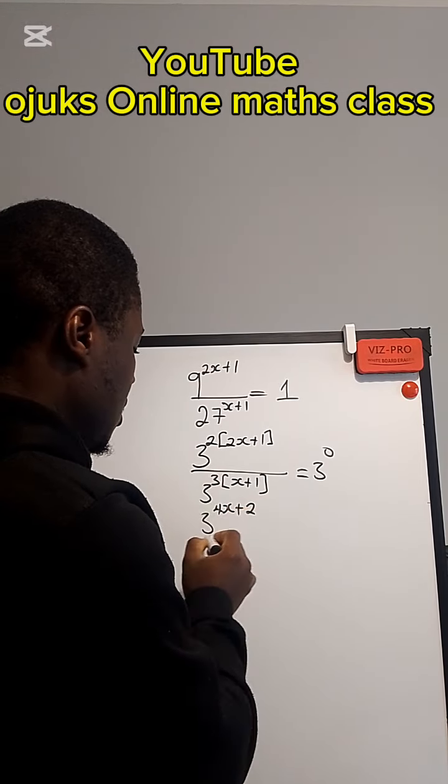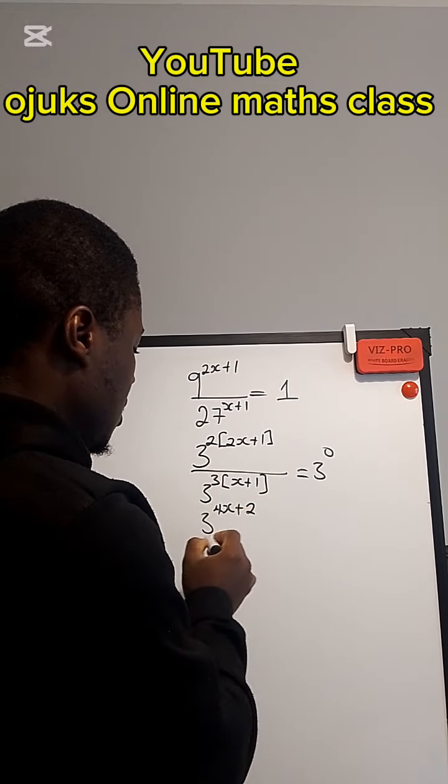Okay, whenever you are dividing numbers of equal base, all we have to do is simply pick one of the bases and subtract their powers. So if we do that, we're going to have 3 to the power of 4x minus 3x, subtracting the powers correspondingly. 4x minus 3x is just x. Then 2 minus 3 is definitely negative 1, equals 3 to the power of 0.